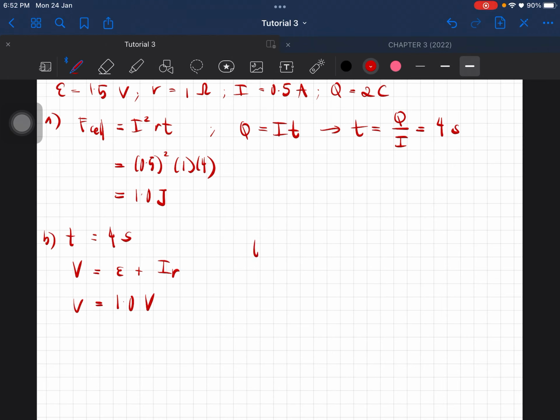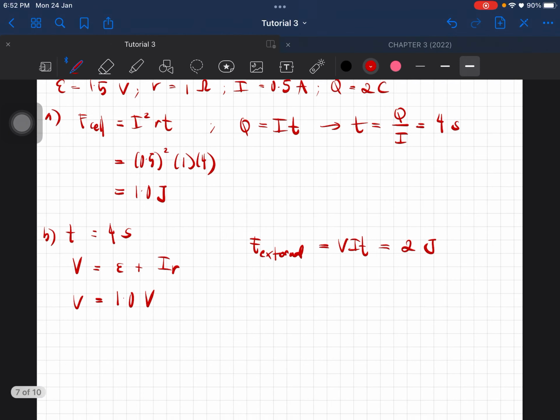We then can calculate the energy dissipated for the external circuit to be equal to VIT. So this is going to be equal to 2 joules, right?